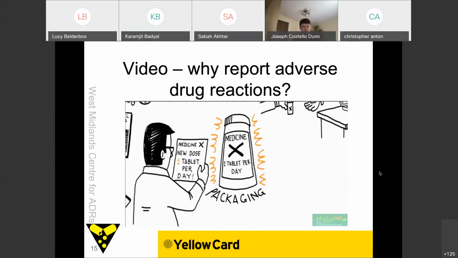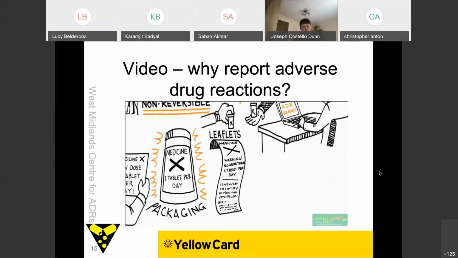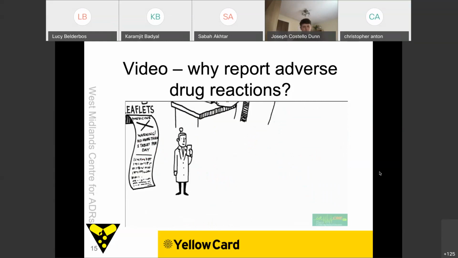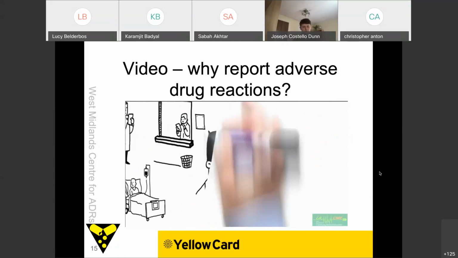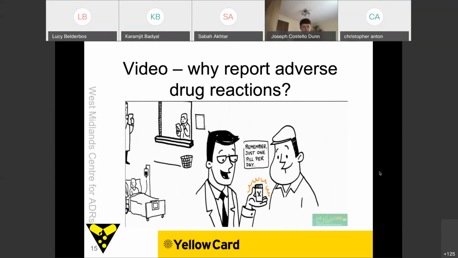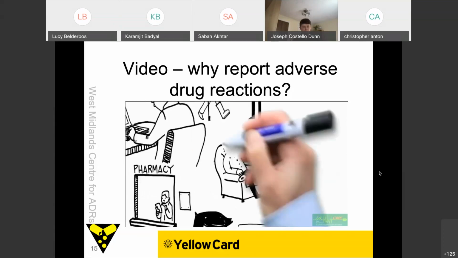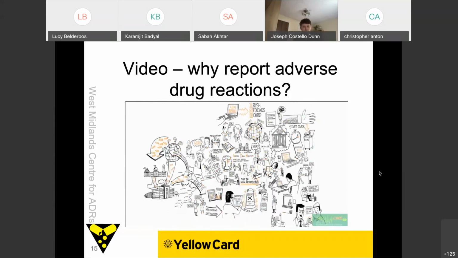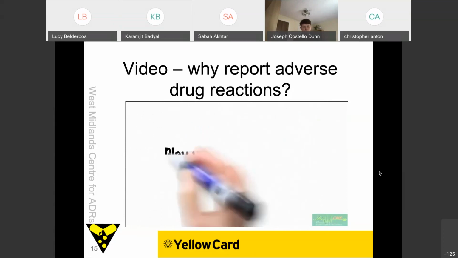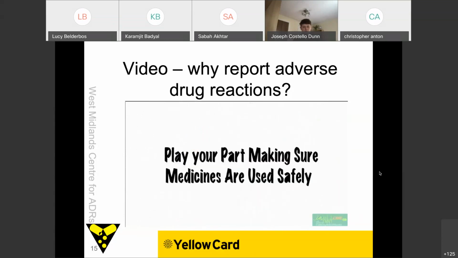The company changes the packaging and information leaflets and notifies doctors, pharmacists, and other healthcare professionals. Doctors can now have greater confidence in considering Medicine X as a treatment option. And patients using Medicine X are less likely to suffer adverse reactions. Play your part in making sure that medicines are used safely.